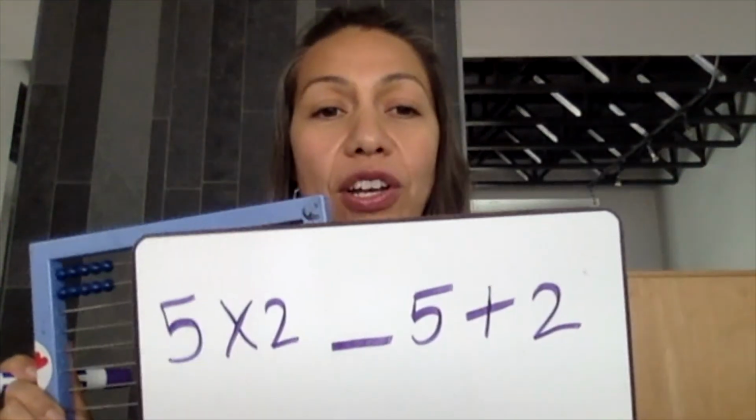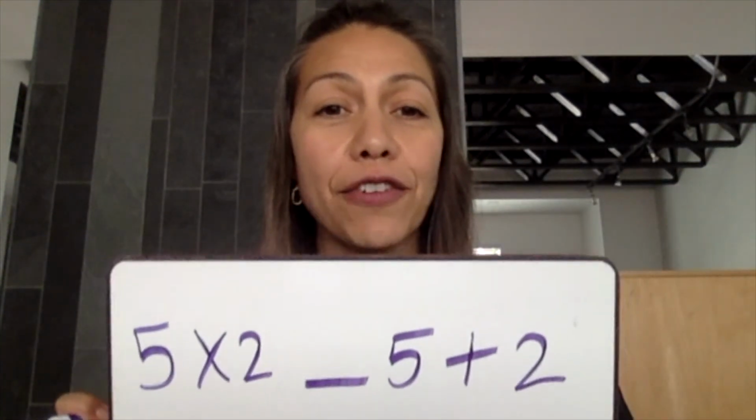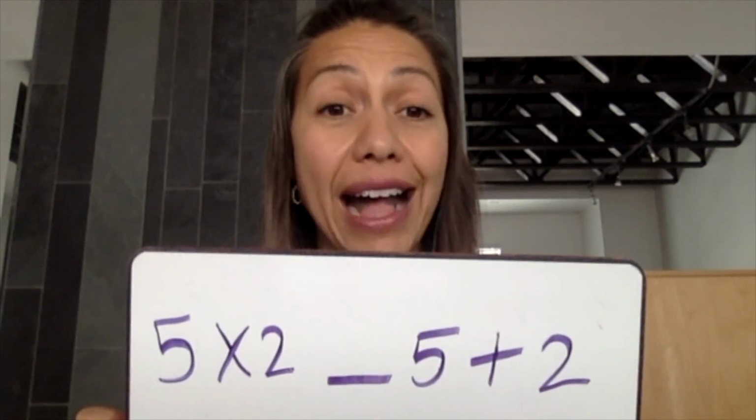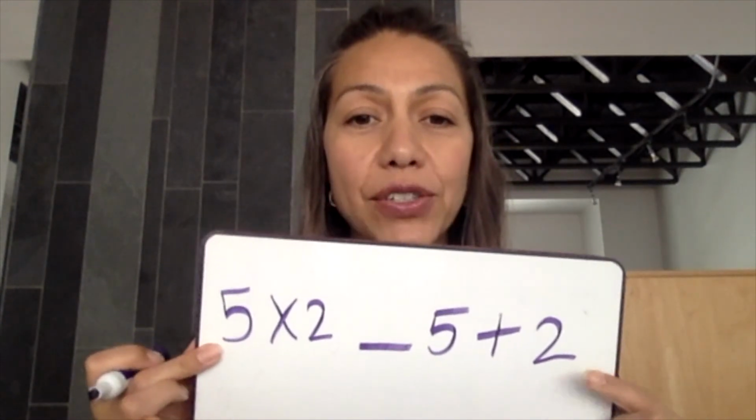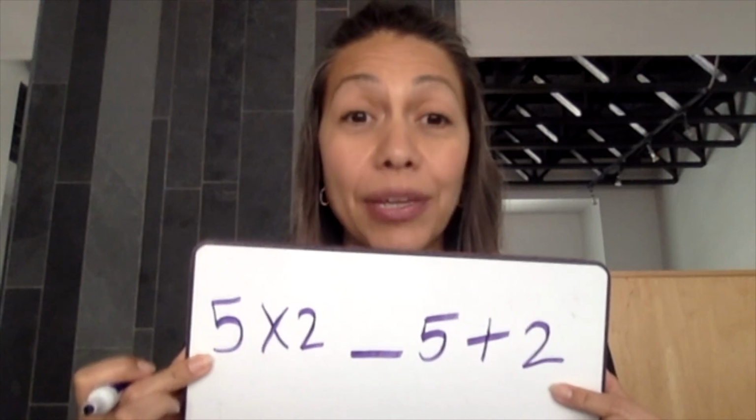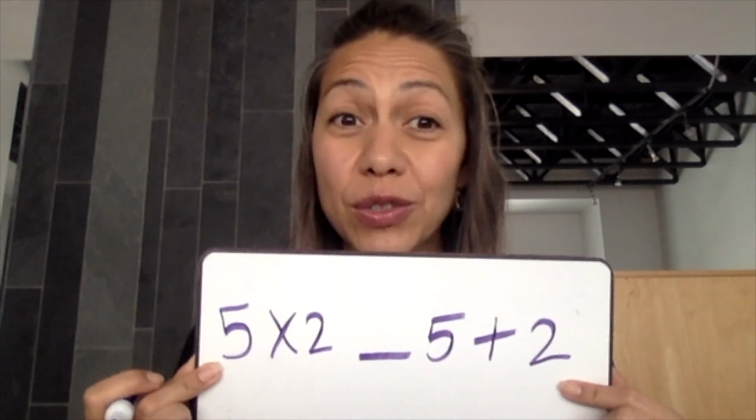Now let's work on our addition. Let's figure out our sum of 5 plus 2. So we're going to take 5 and we're going to add how many? 2. 5 add 2 gives you a sum of 7. Now we can compare 5 multiplied by 2 with 5 plus 2. Which one was greater?